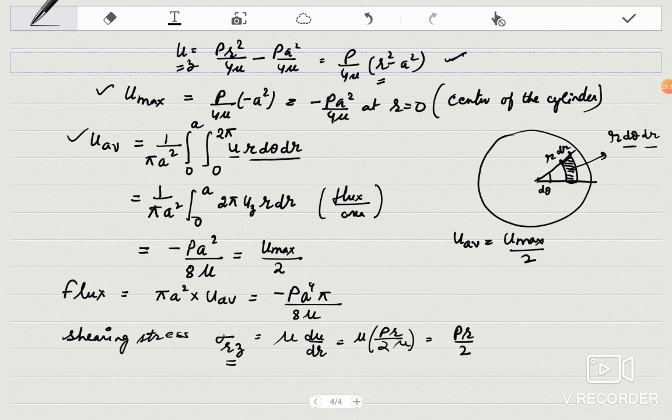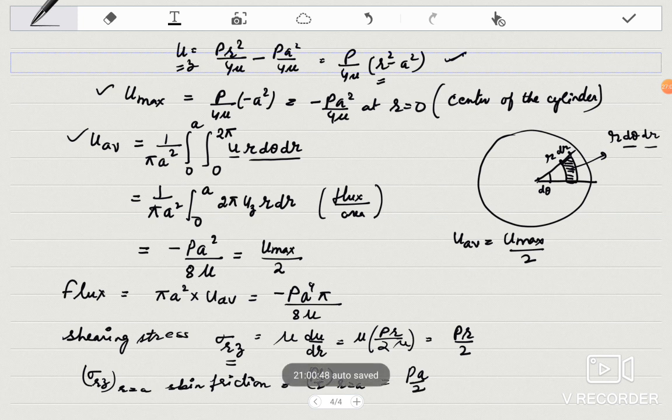Clearly you may get the skin friction. Here the skin friction will be just at the wall of the cylinder. So sigma Rz at R is equal to A is the skin friction. Skin friction is P R upon 2 at R is equal to A. So it is P A by 2. This is the skin friction. Again you may be asked a relation of skin friction with U average. So if you solve, you will get this as 4 mu upon a U average.